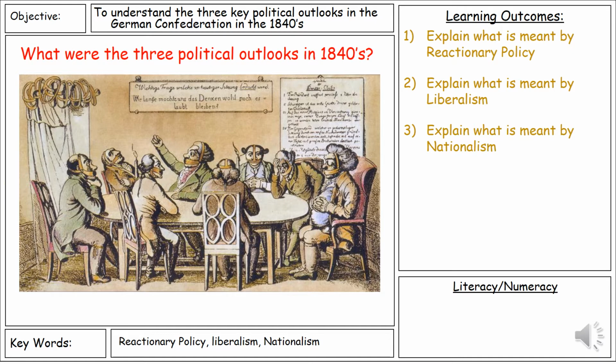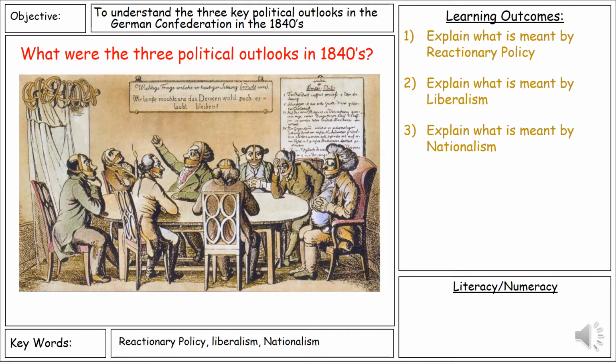Today what we're going to look at is what were the three political outlooks in the 1840s. We're going to look at three key areas today. We're going to explain what is meant by reactionary policy, we're going to explain what is meant by liberalism, and we're going to explain what is meant by nationalism. The key words for these topics will be reactionary policy, liberalism, and nationalism.